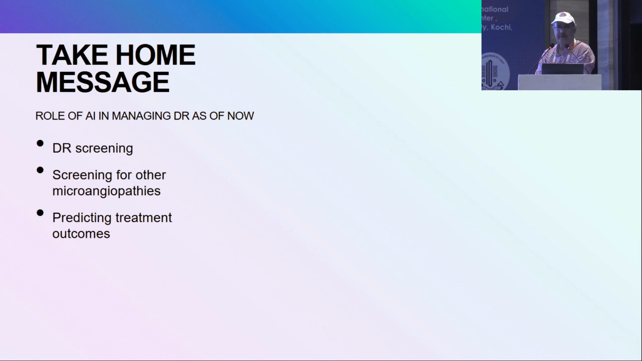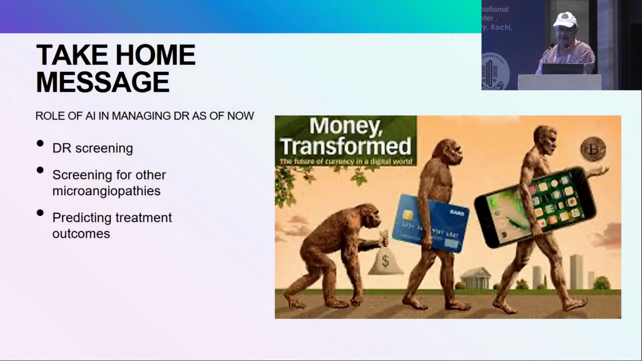Simultaneously, we can screen other angiopathies, and ultimately it can be used as a predicting tool for outcomes. And that is the chart of evolution. So I thank Dr. Raman for sharing his slides.